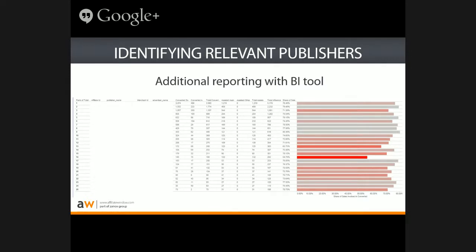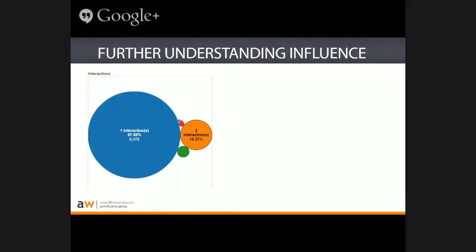This is where they've been involved in a sale, either assisting or converting, where they've converted 80% or less of these sales, for example. This will help identify publishers that are heavily involved in customer journeys that are not being fully rewarded for their involvement. We also have a number of additional reports that helps us to further understand the influence. So again, this reporting has been made possible by utilising our business intelligence tool to enhance the existing interface reports.